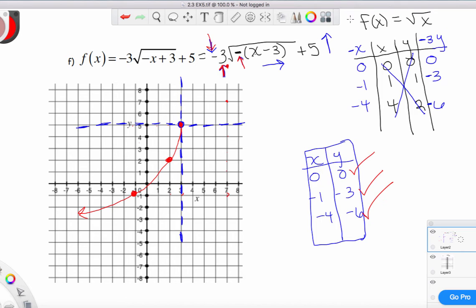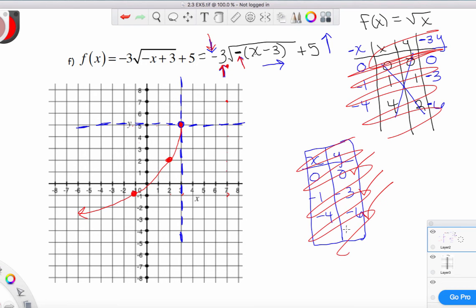And again, everything that was graphed, all 3 points that I used to graph, you are not supposed to be looking at any tables whatsoever. You are supposed to be thinking of the original table in your head of the parent function, 0, 0, 1, 1, 4, 2, and then mentally making those transformations.